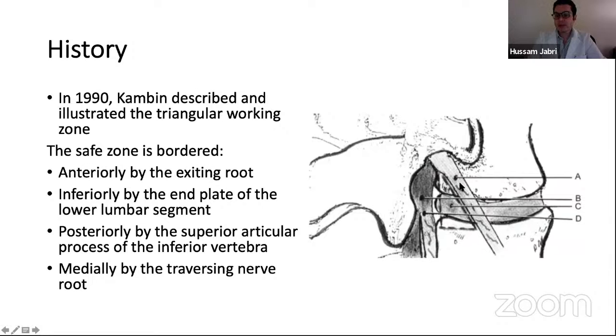It's bounded anteriorly by the exiting nerve root, inferiorly by the end plate of the lower vertebra, medially by the traversing nerve root, and posteriorly by the superior articular facet.